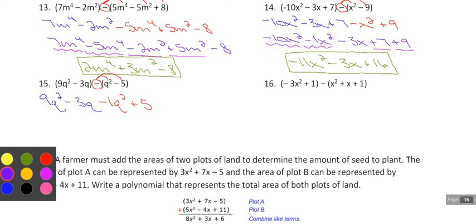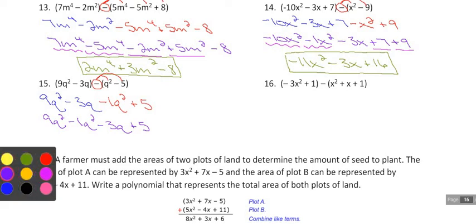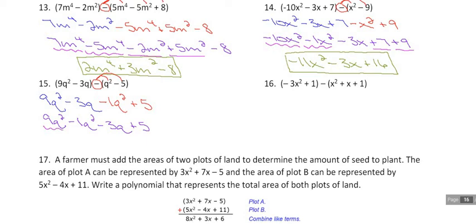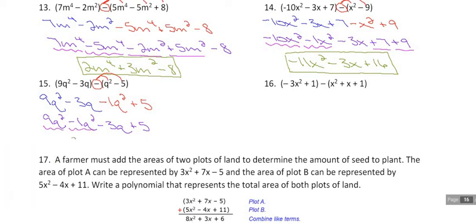Rearranging for some like terms, I'll put the q squares in the front. So 9q squared minus 1q squared. Drag down our minus 3q and then the plus 5. Again, standard form, highest power down to lowest. We only have one pair of like terms here. We've got the 9q squared minus 1q squared will give us 8q squared. Then dragging along the minus 3q and the plus 5.